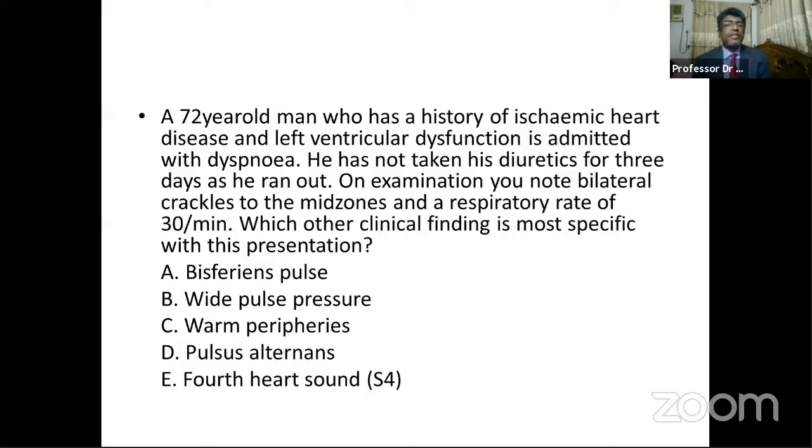The first question is: a 72-year-old man who has a history of ischemic heart disease and left ventricular dysfunction is admitted with dyspnea. So this patient has ischemic heart disease and left ventricular dysfunction. Now this patient is admitted with dyspnea, that is shortness of breath. He has not taken his diuretics for 3 days as he ran out.